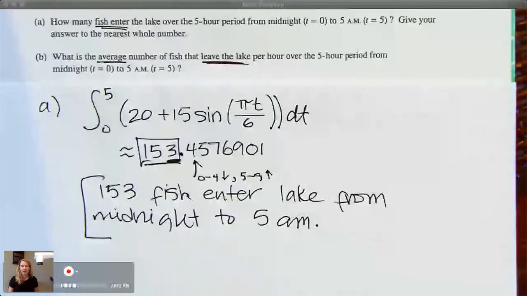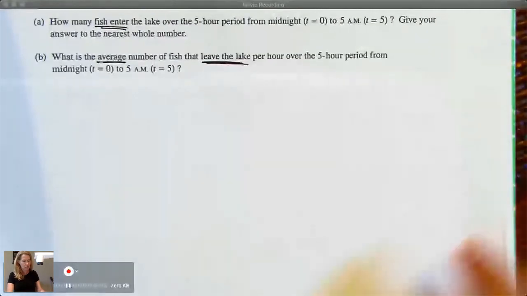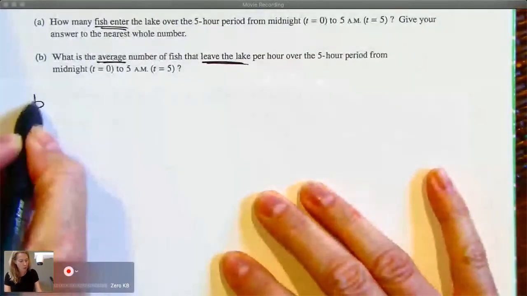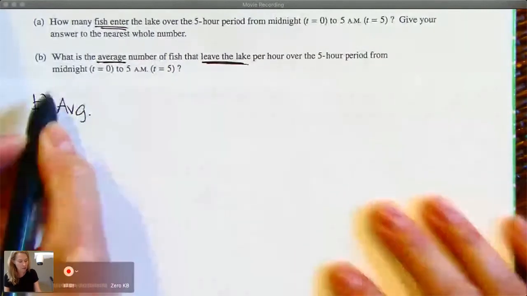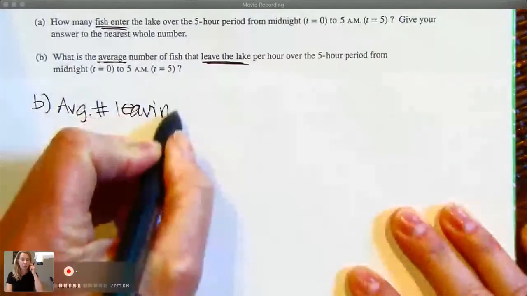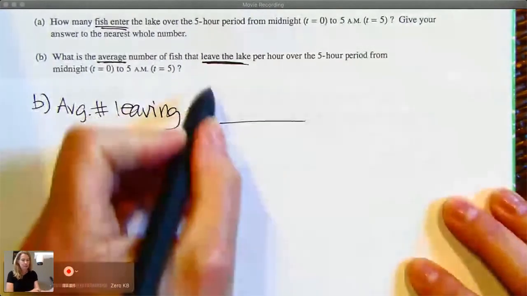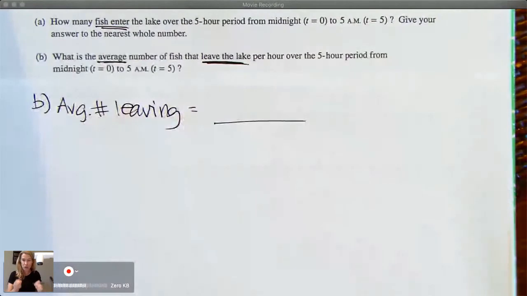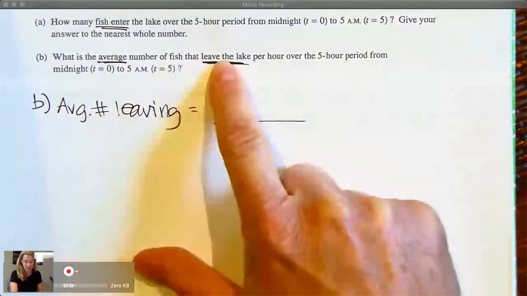Yes, so I'm seeing lots of good answers from Yarrow, Connor, Daniela, Nara, wonderful. Yes, so for part B, what we want to do is average, right, average number leaving. And anytime you're asked for an average value of a function, there are two ways to get it, but if you have the function they're looking for, we want the average number of fish leaving, right?